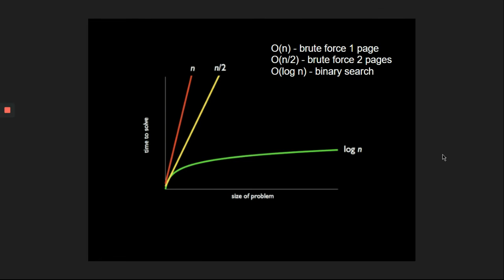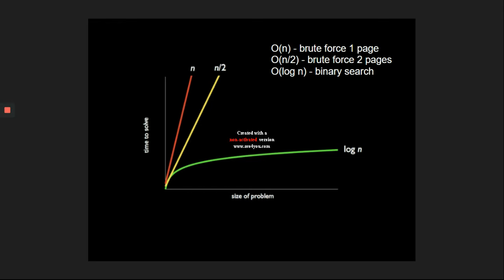So binary search finds an item in a sorted array, and this is important to keep in mind. Just like the phone book, anything that uses binary search must be sorted. A binary search algorithm finds an item in a sorted array in O of log n steps, or you can say order of log n steps.